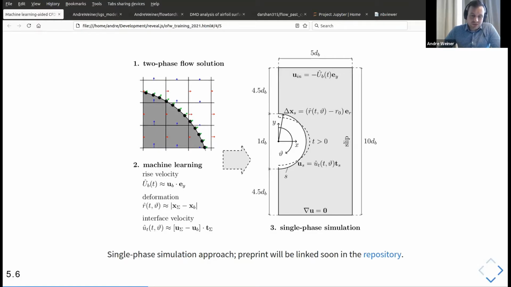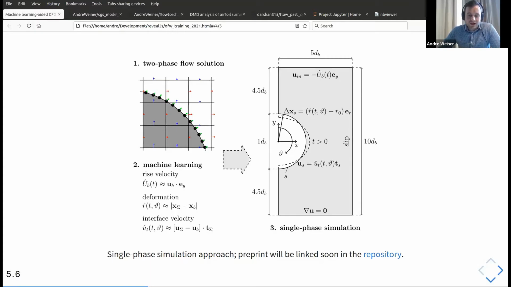In the next step, we are going to create a couple of machine learning models. One for the rise velocity: we take the center of mass velocity of the bubble and package it up into a machine learning model. Then we take the position vector of all the marker points and parameterize them into a time-dependent radius in terms of the polar angle. We also create a machine learning model for that, called R hat here on this slide.